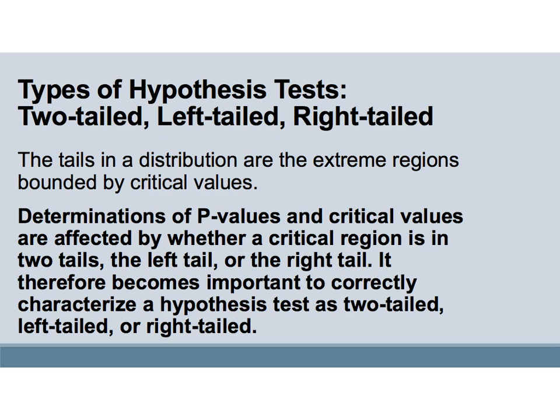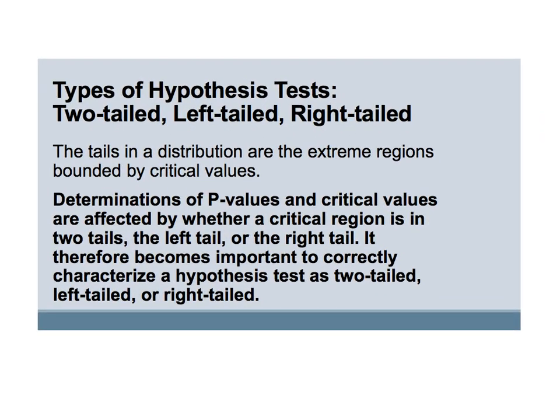In 8A, it'll also ask you whether the test is two-tailed, left-tailed, or right-tailed. This has to do with the other way of doing a hypothesis test, which has to do with extreme regions bounded by critical values. Determination of p-values and critical values are affected by whether a critical region is in two tails, left tails, or right tails. So for the other test, you have to be able to tell which one it is. Okay? And it's not real hard. It all has to do with the alternative.